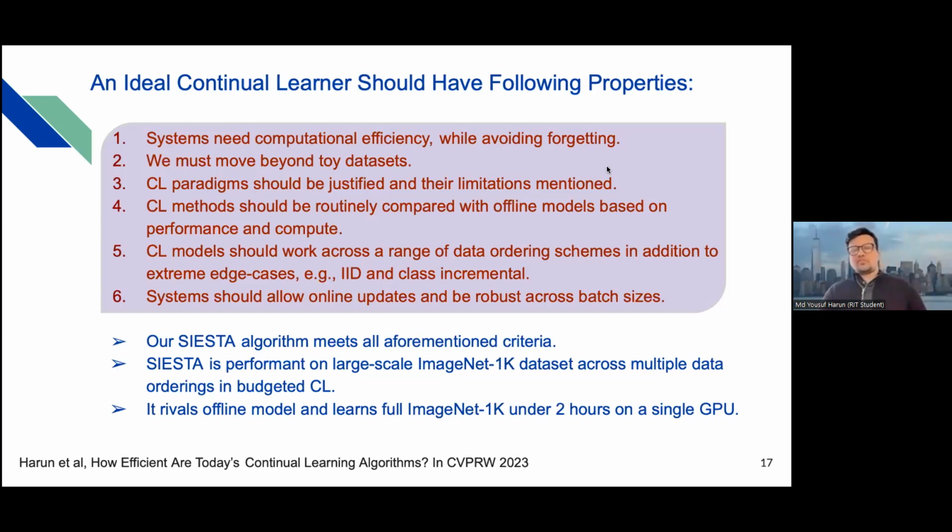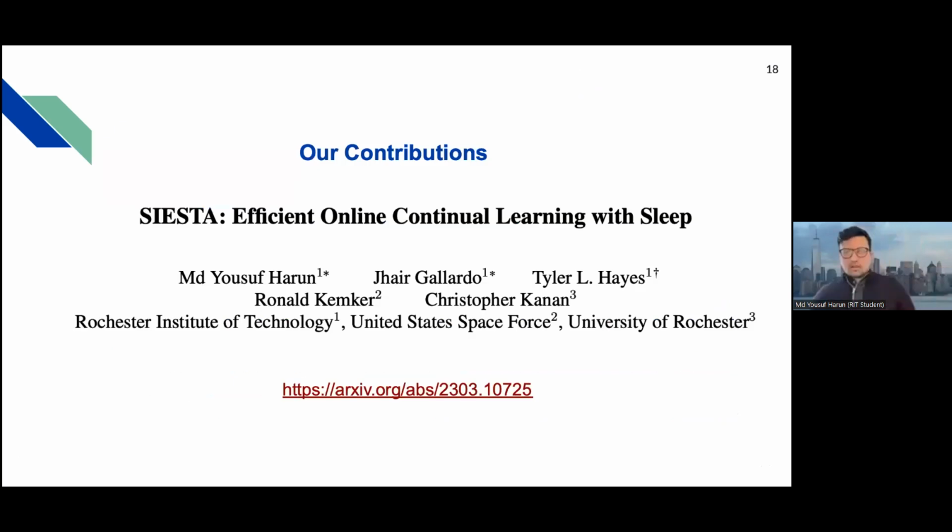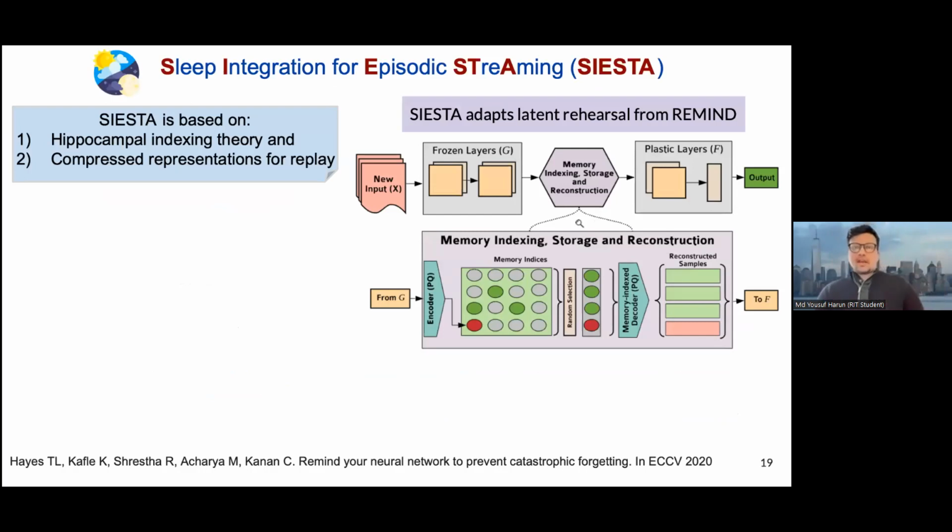So in our work, we try to incorporate these properties, and one of our methods has all the properties that an ideal continual learner needs. I'll just describe that project. It's called SIESTA, for efficient online continual learning. SIESTA adapts from REMIND, which is prior work from our lab, and it adapts latent rehearsal.